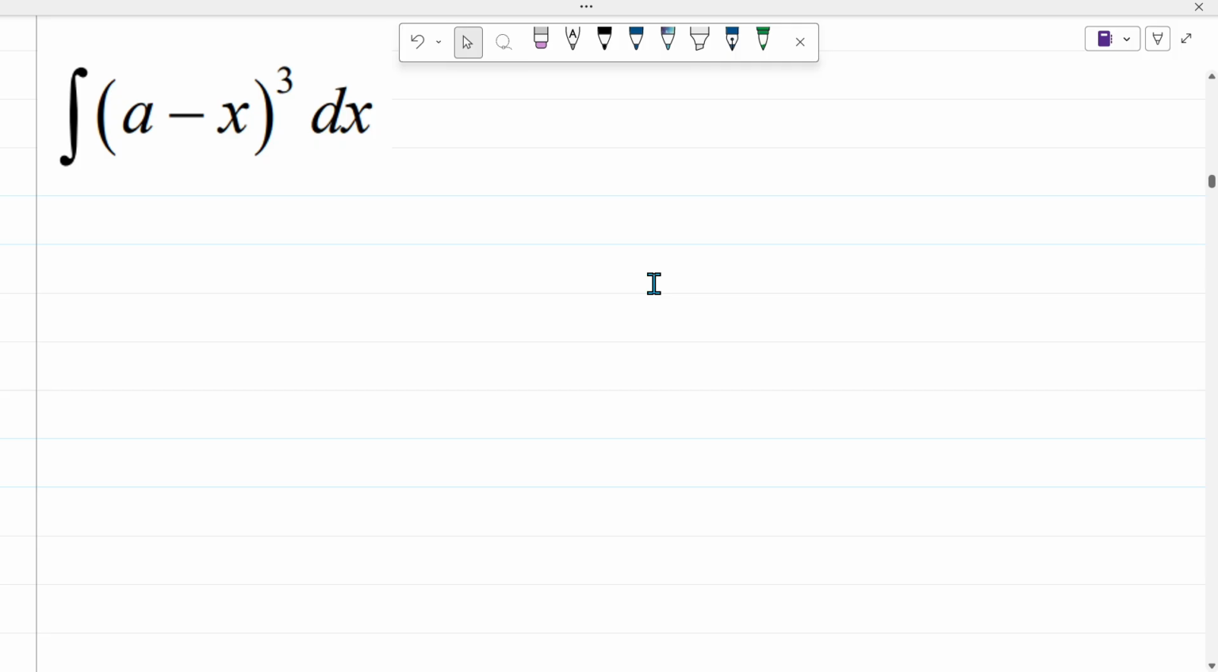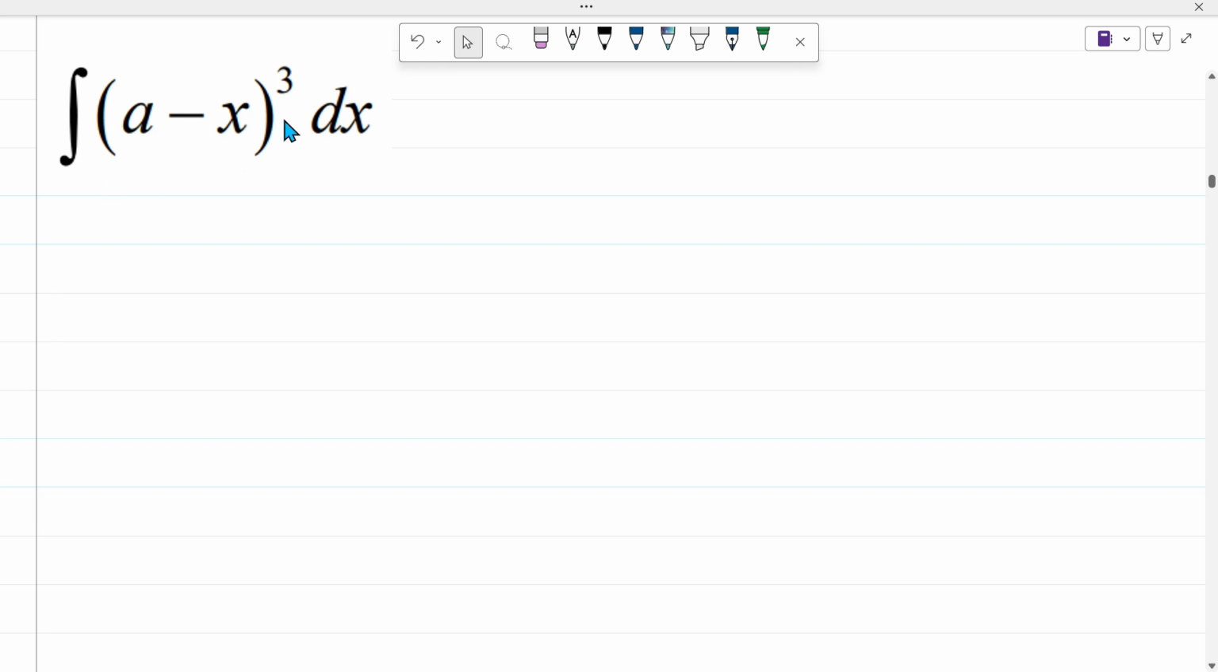So we have the integral of a minus x cubed dx. So we're integrating this with respect to x. Remember, guys, to pause the video so that you can give it a try, and then you will resume later to check the memo, of course.